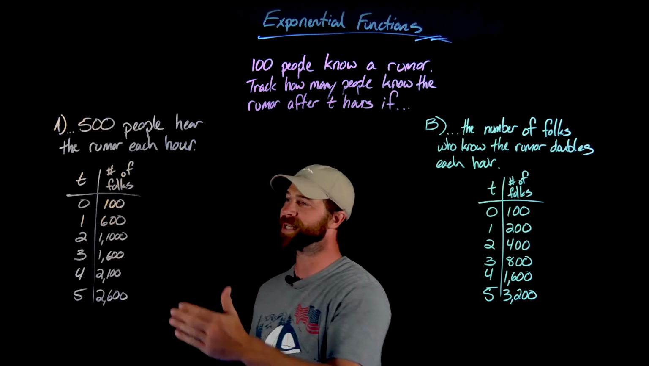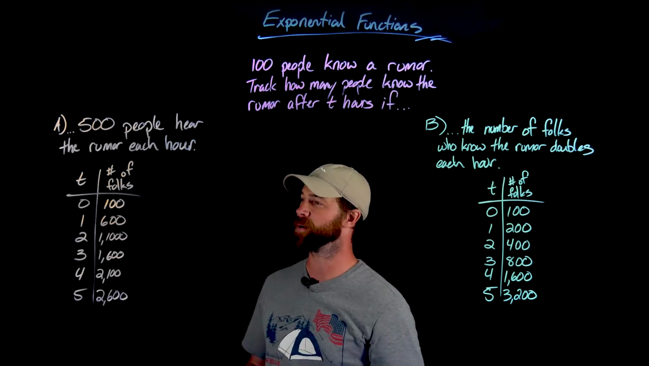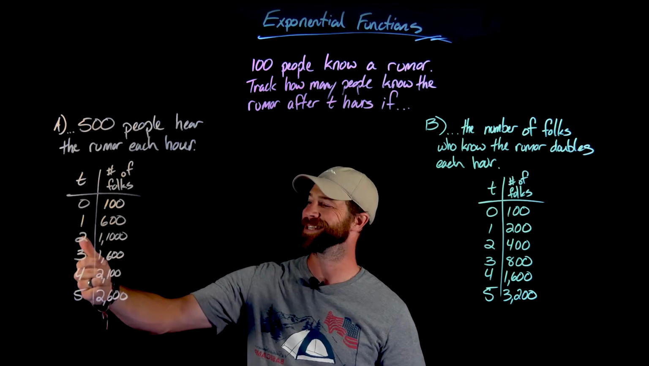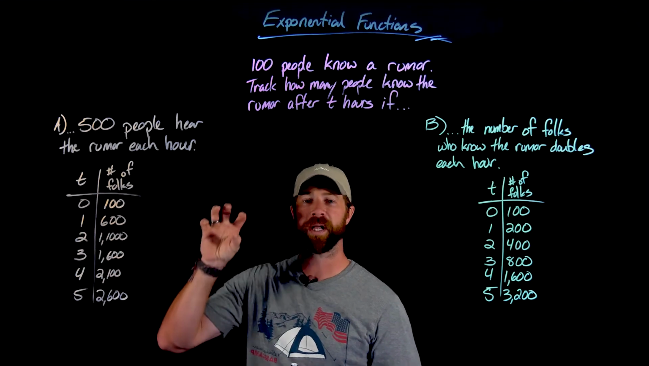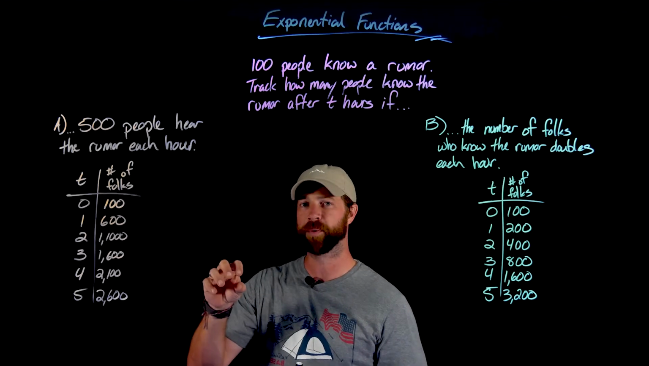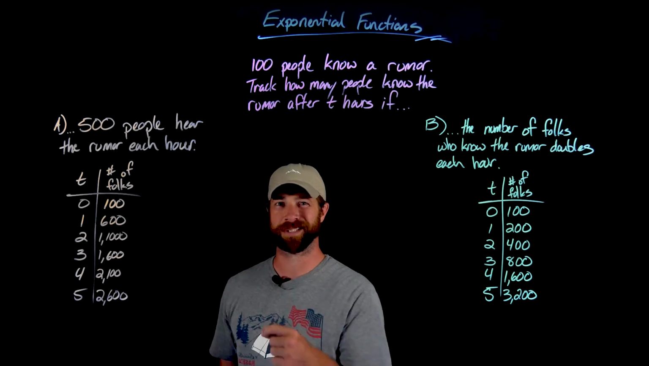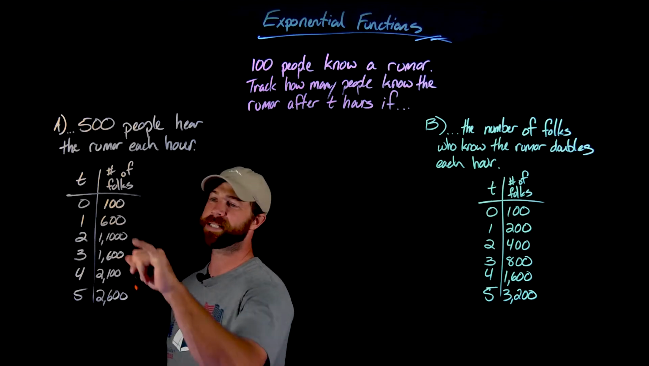So if here we write a table of values for the first 5 hours. At time 0, we have 100, and then each step here is a difference of 500. Each hour, the number of people who know of the rumor is growing by 500. Importantly for how I want to generalize this statement is the 600 here.